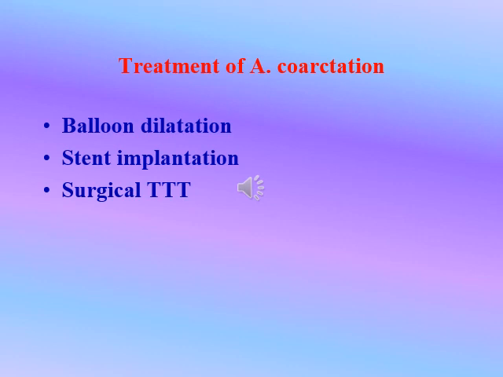Each one has its indications, but it's not the scope of this lecture. But for you to know, treatment of coarc is an intervention. Either stent placement, which is done in a cath lab, a catheter lab, so it's not an open heart procedure. Or surgical treatment, which is open heart, putting in a graft at the site of the coarctation and widening it. That means cutting across the coarct segment and putting a graft at the site of coarctation.